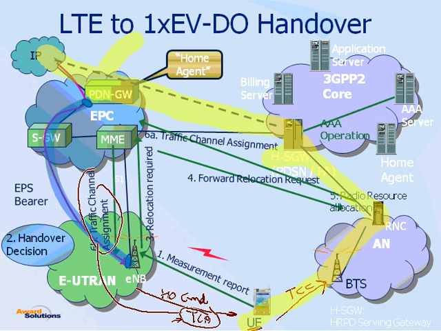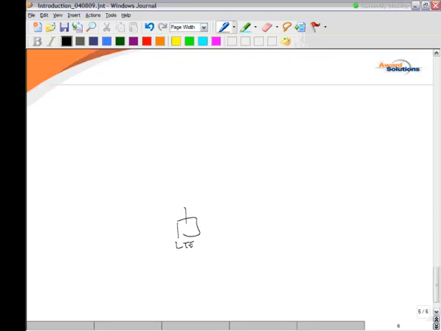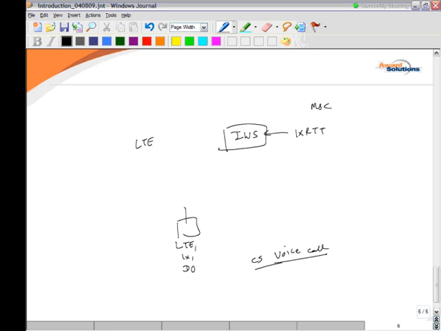So let me just quickly draw a picture. Our device, let's say, supports LTE and supports 1X RTT. Here is a 1X RTT system, and here is an LTE system. Now we have a circuit switch voice call. So the 1X MSC has some sort of interworking solution that will help you work between LTE and the 1X system. So we'll send some sort of page message here.